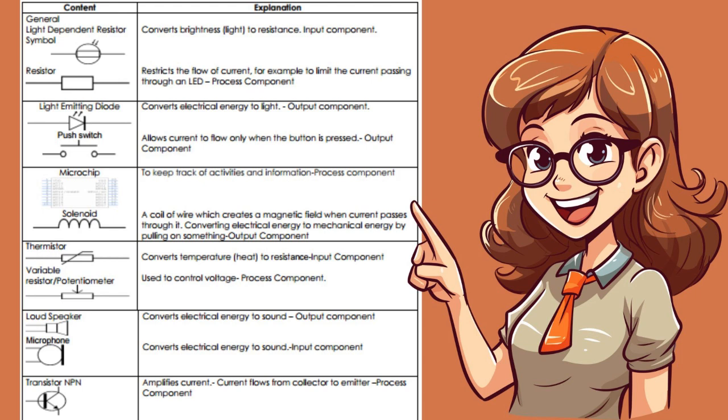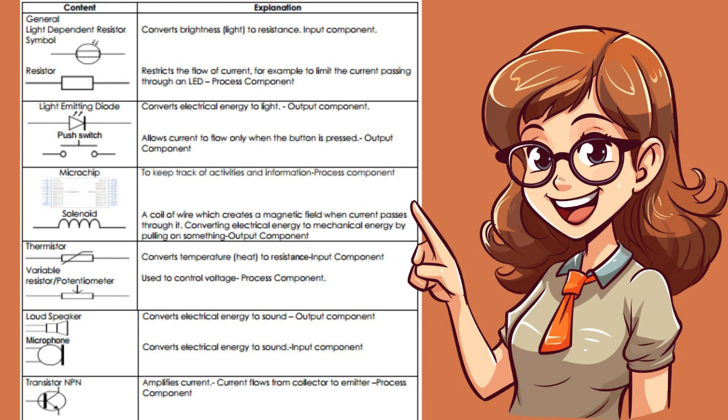Content and explanation. General. Light-dependent resistor. Symbol. Converts brightness, light, to resistance. Input component. Resistor. Restricts the flow of current, for example, to limit the current passing through an LED. Process component. Light-emitting diode. Converts electrical energy to light.